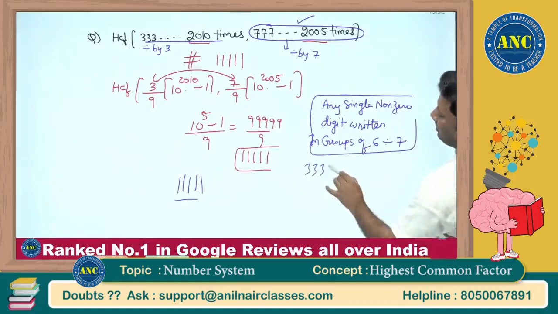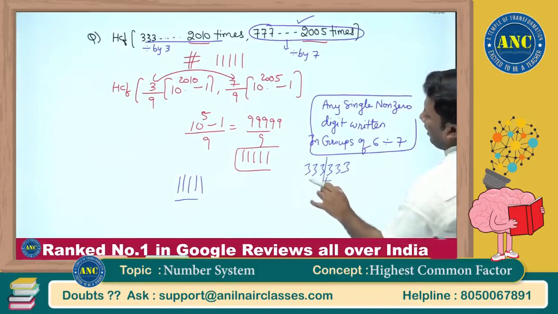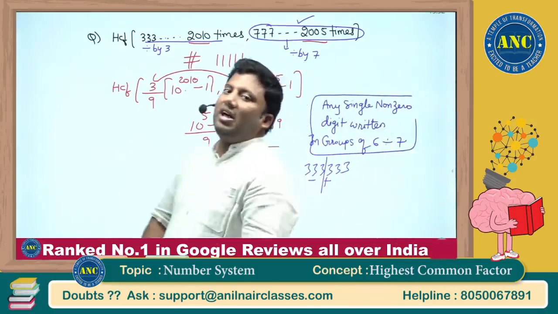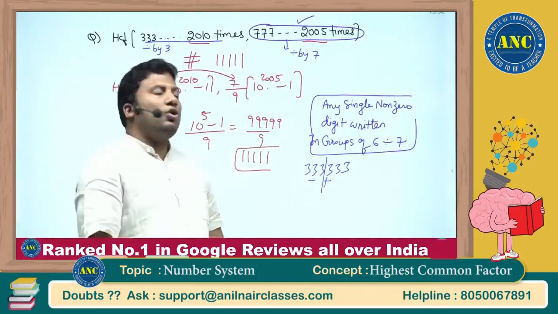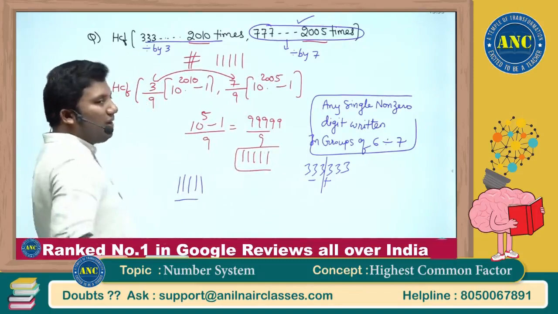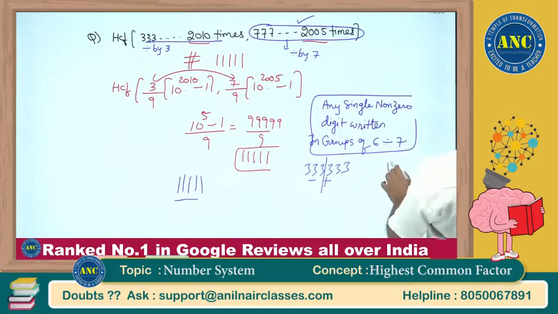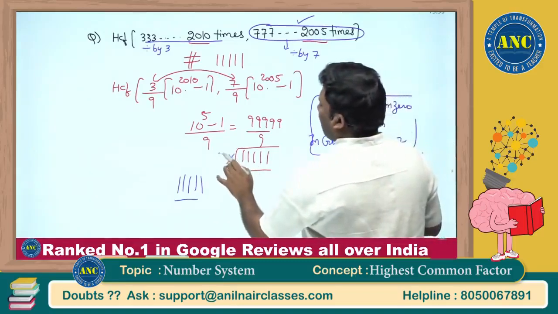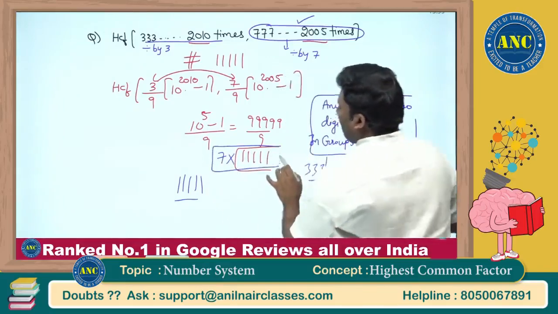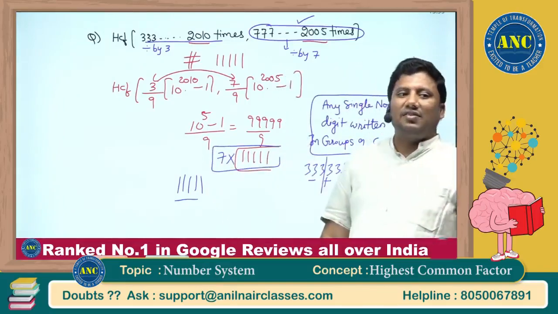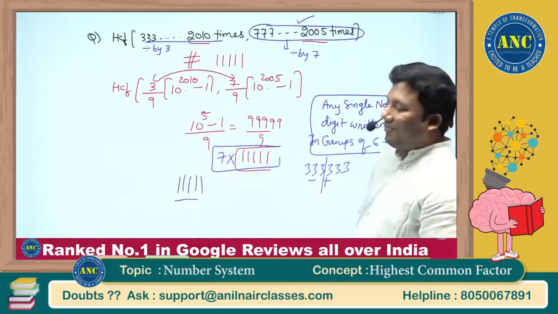3, 3, 3, 3, 3, 3, 3, 3, 3, plus minus. What is the divisibility rule of 7? Start from the right hand side, take a group of 3 digits, alternately plus minus. So, groups of 6. Is 2010 divisible by 6? Please see, 6 3s are 18, 21; 6 3s are 18, 30. It is perfectly divisible. So, the answer is 7 into 5 ones. Not 5 ones, 7 into 5 ones.